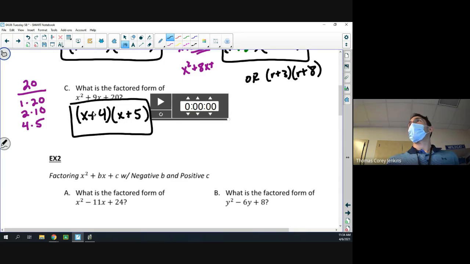And again, like I like to, instead of thinking all the ways I could add numbers to make 9, I like to think of all the ways I could multiply numbers to make 20 because there's fewer pairs. All right. So hopefully all that's helpful. All right. We keep rolling then.